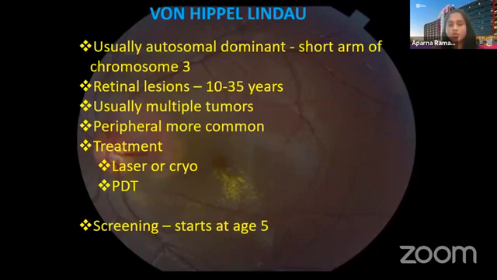So I usually routinely advise fluorescein angiogram because some of these lesions are not seen clinically, but will be picked up on the angiogram. They're quite responsive to treatment with either laser or cryo. If it's a posterior lesion like the one picture that we showed, then you can do a photodynamic therapy. The screening should usually start at the age of 5 for all kids with von Hippel-Lindau syndrome.